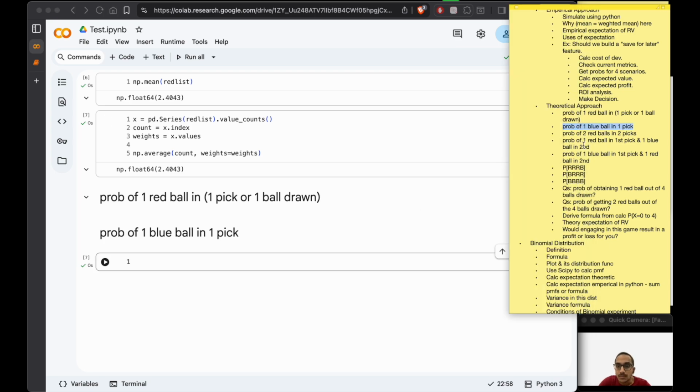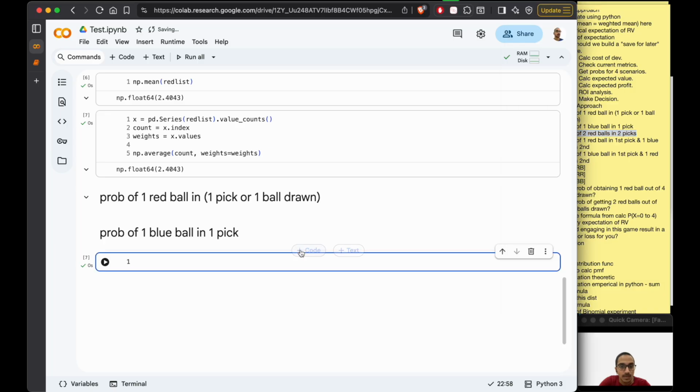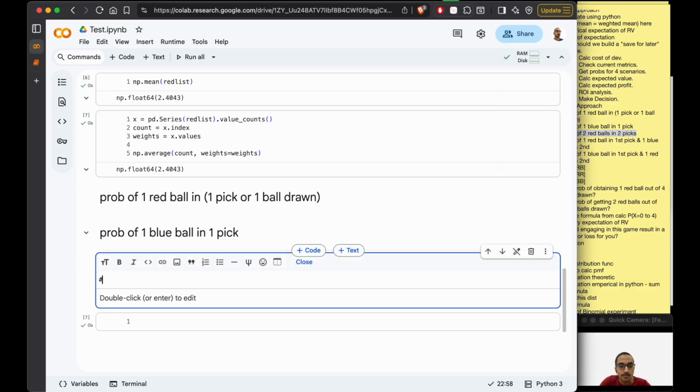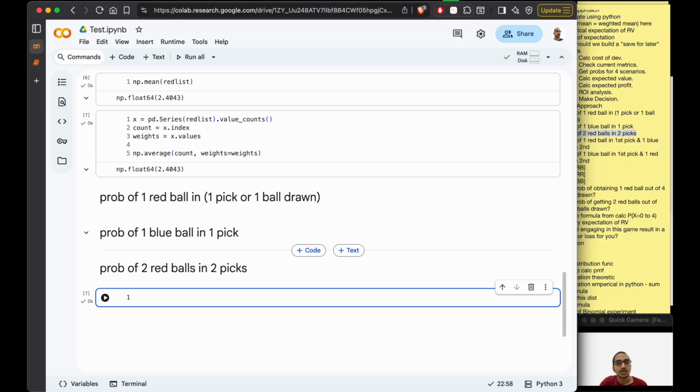Now they are asking what is the probability of getting 2 red balls in 2 picks. So we are drawing the ball 2 times. What is the probability of getting 2 red balls? So this whole thing, you see, is a replacement question, right?